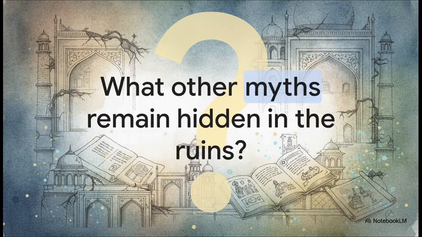Which leaves us with this final, provocative thought. We've seen how the Mughal Empire engineered their physical monuments down to a fraction of a degree, and we've seen how tightly they controlled the narrative of their own history upon the page. If they curated their legacy as perfectly as they shaped their marble, what other myths, truths, and dark reflections still remain hidden in the ruins, just waiting for us to peel back the next layer?